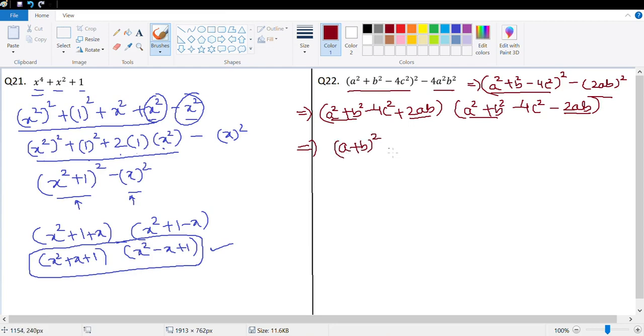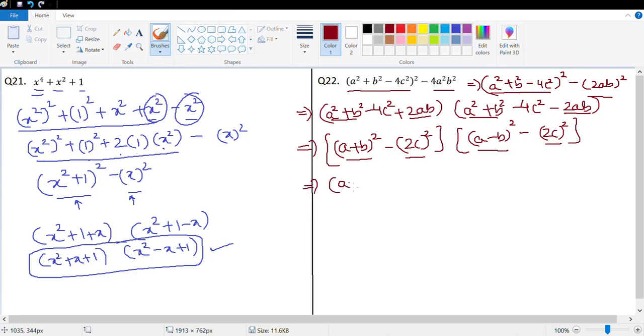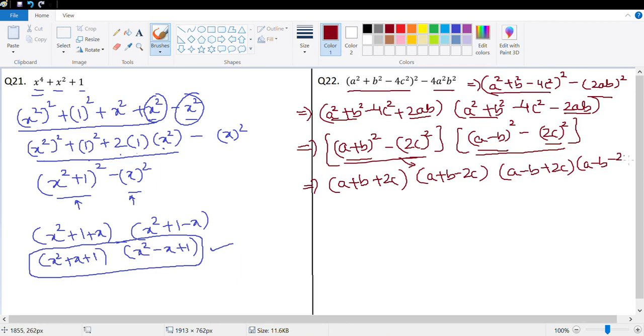So this is a plus b the whole square, and this term negative 4c square can be written as negative of 2c the whole square. Similarly, a minus b the whole square, and this is 2c the whole square. Now this is x square minus y square. Similarly, x square minus y square. So this would become a plus b plus 2c and a plus b minus 2c. So this is what we've broken this into. And now let's look at the second bracket. This is a minus b plus 2c multiplied with a minus b minus 2c.